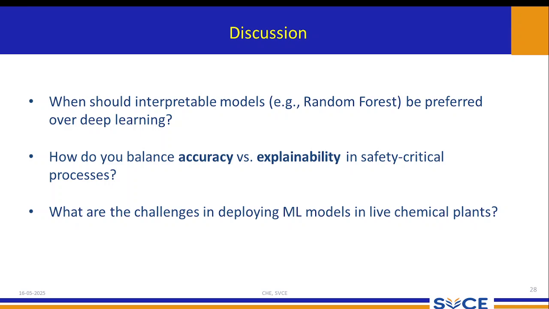Why should interpretable models like random forest be preferred over deep learning? Random forest is supervised learning. When compared, we prefer interpretable models over deep learning. So, this is the question. Deep learning obviously will give you better results, but sometimes interpretable models like random forest, which is supervised learning, are preferred. Why? That is the question, and we'll see it elaborately here.